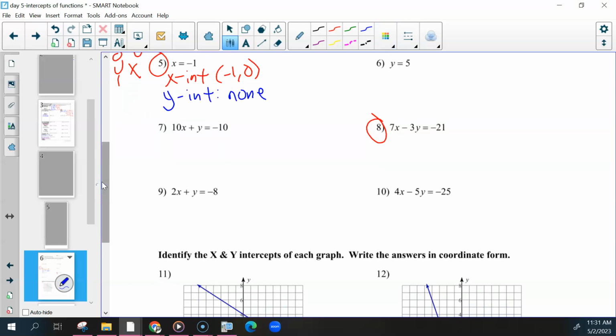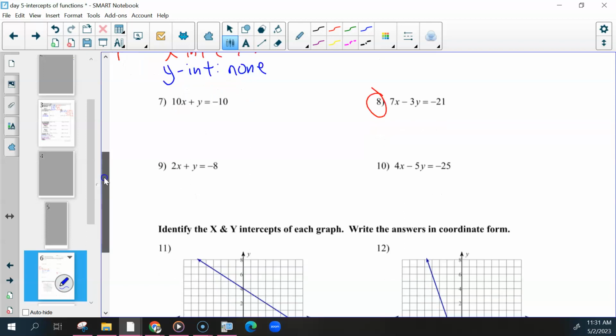Right, for 8, there's a longer way to do this and then a shorter way. I'm going to show you the longer way and then talk through the shorter way, unless you want to do another one. So the rules are still the same. If you are solving for x, you have to put in a 0 for y and vice versa. So let's say I'm solving for y, I have to put a 0 in for x.